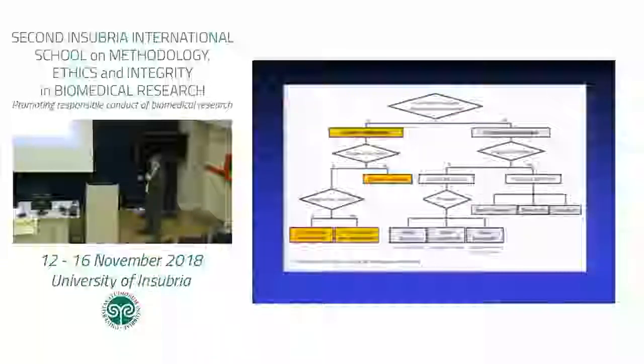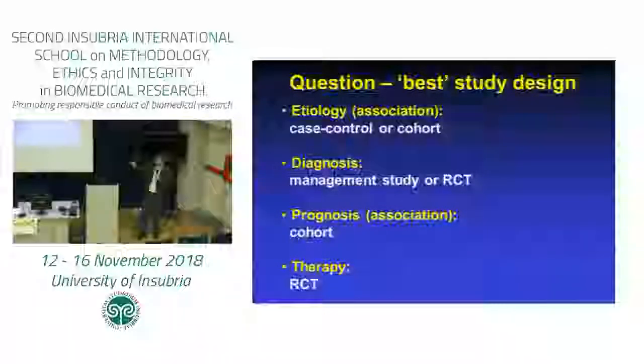We know a lot about randomized controlled trials, but all these studies are really important for daily life. And Gianmarco Podda, later on, will go into details of this scheme. If I want to study therapy, the best study design is the randomized controlled trial. If I want to look at the prognosis, the cohort study is the best one. If I want to look at the etiology, a case control or cohort study is the best one. If I want to look at the best test for diagnosis, the management study or a randomized controlled trial. There are good examples also of randomized controlled trials to evaluate diagnostic techniques.